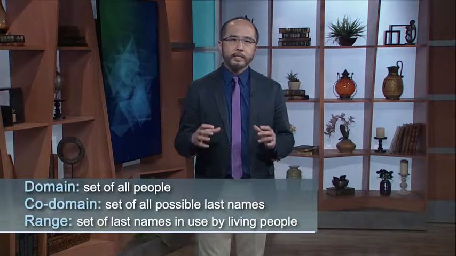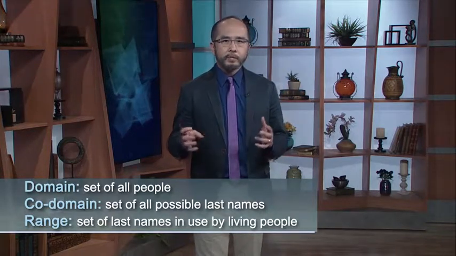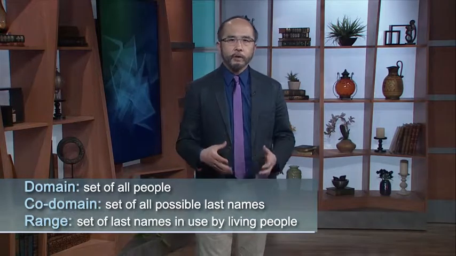This function is not onto if there are some last names that are no longer in use. This function is not one-to-one because there are many people with the same last name. Now, not all functions are going to be linear transformations. So let's talk about what additional properties a linear transformation must satisfy.